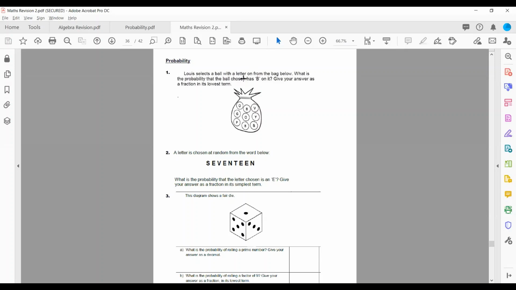Here's a quick video on probability. Now, probability isn't often part of the Key Stage 2 curriculum anymore, so it's not something you're necessarily taught in school. But probability in its simplest terms is the chance of something happening.